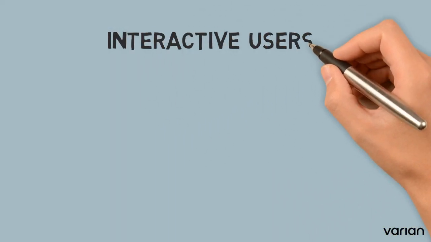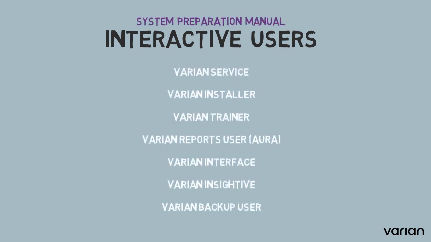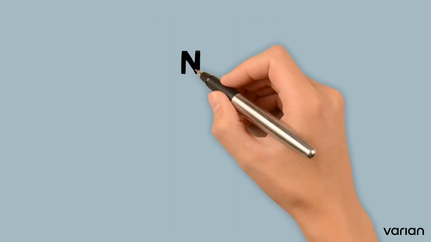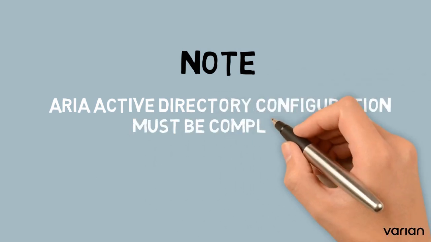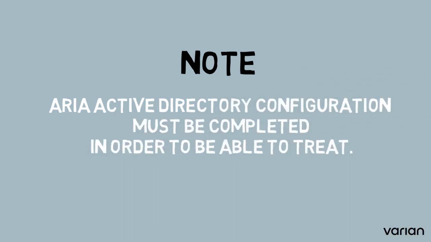A list of interactive users is shown. Refer to the user definition table in the SPM for more detailed information. Note, ARIA Active Directory configuration must be completed in order to be able to treat. The follow-on videos take you through the Active Directory configuration process.